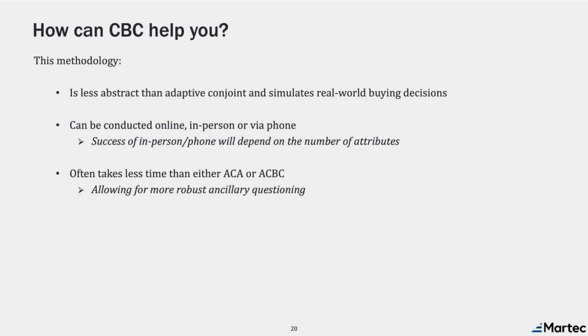It's less abstract and it simulates real-world buying decisions. It can be conducted online, in person, or via phone. As we said earlier, your success using in-person or phone interviews will really depend on the number of attributes, and it often takes less time than an adaptive conjoint or ACBC, which allows you to use more ancillary questioning around the conjoint.